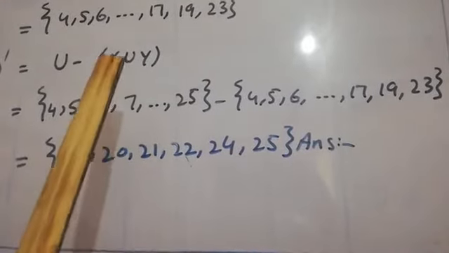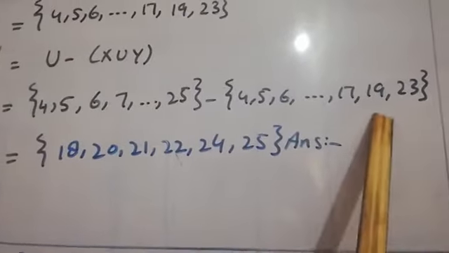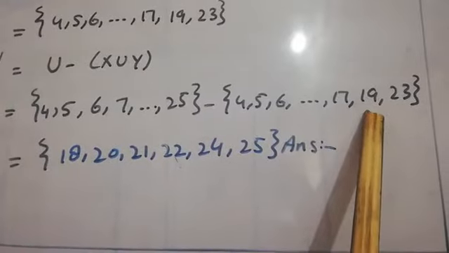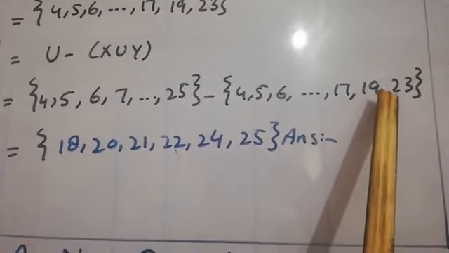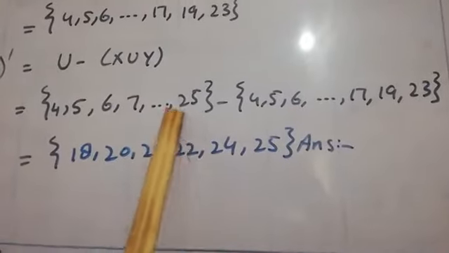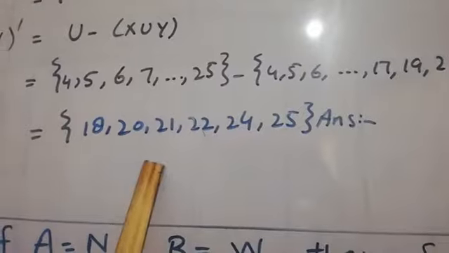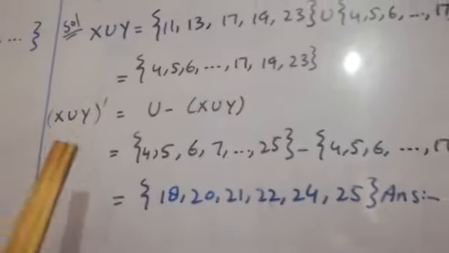which are present in the universal set but not present in that set. So 18 is not present here, 20, 21, 22 and 24, because 23 is present, and 25. The universal set is from 4 to 25, so these elements are not present in that set. This is the answer of X union Y whole complement.